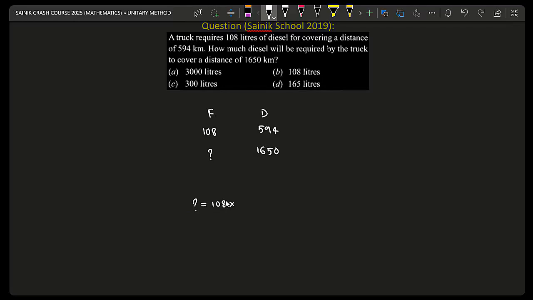Now into, start from here. Sir, 594 is equal to 108. So more means more, yes, balance. That is 1650 divided by 594. Now can you do cuttings here? Yes, sir.